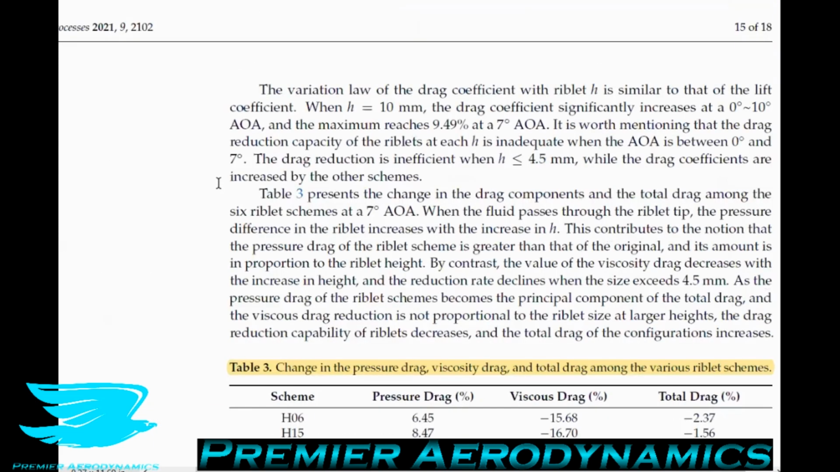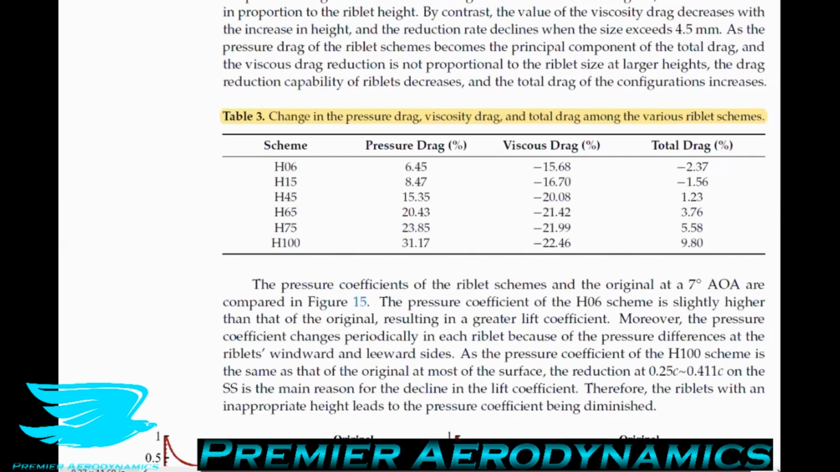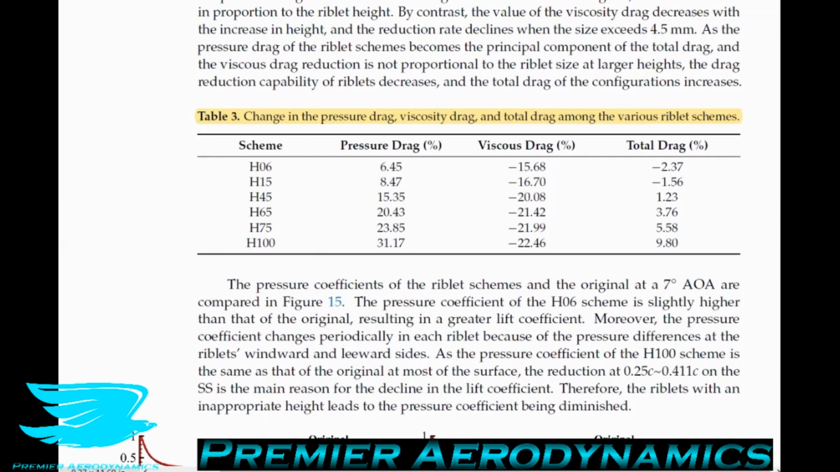So table 3 shows the change in the drag components and the total drag among the 6 riblet configurations at 7-degree angle of attack. When the fluid passes through the riblet tip, the pressure difference in the riblet increases with the increasing height of the riblet. This contributes to the pressure drag of the riblet scheme being greater than that of the original, and its amount is in proportion to the riblet height. By contrast, the value of the viscous drag decreases with increasing height, and the reduction rate declines when the size exceeds 4.5 millimeters.